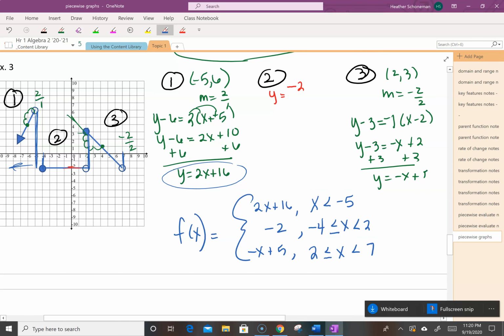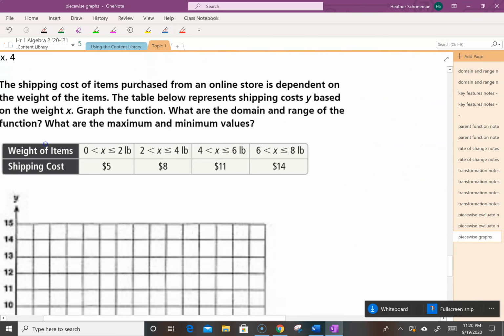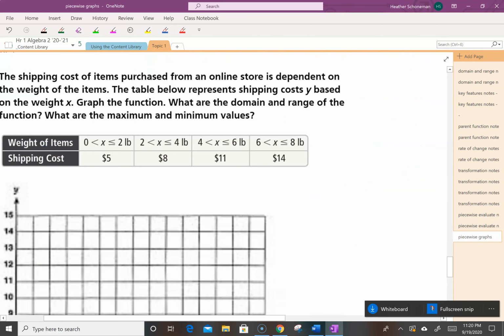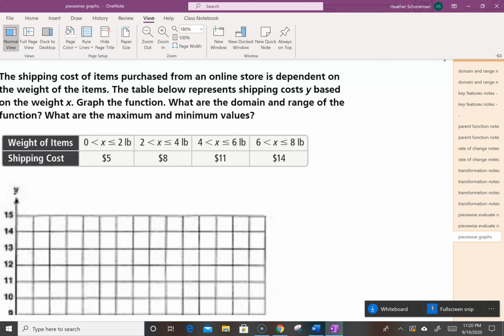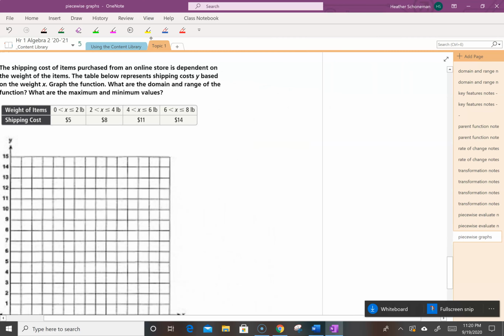Okay, next time we're going to start graphing some piecewise, but today we're going to do a lot of graphing to piecewise, but we're going to try it once a little bit today with a real life problem.